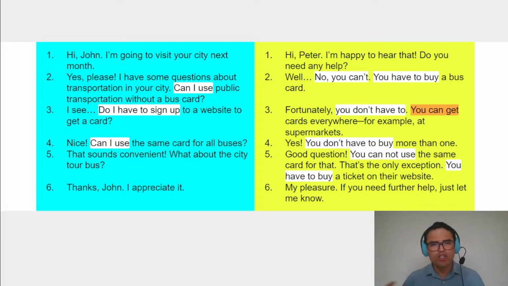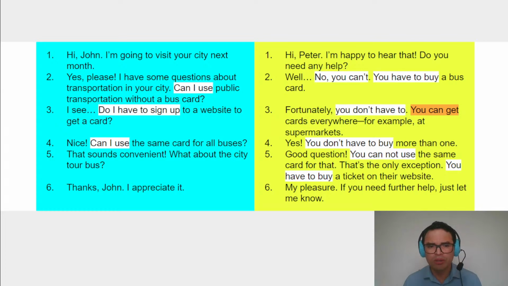Okay, this is a conversation about transportation in my city, so to speak. And we see can and have to express necessity. Examples, light blue, 2. Can I use public transportation without a bus card? Do I need a car? Is it okay? Light blue, 3. Do I have to sign up? Is it necessary to sign up? Number 4. Can I use the same card for all buses? Is it okay? Is it permitted?